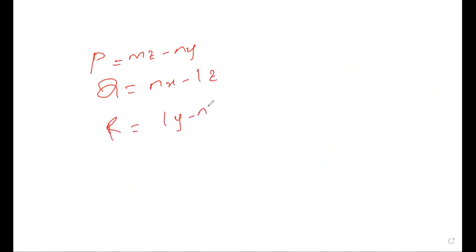Okay, I will do that one. For example, I have my capital P as mz minus ny. Q is nx minus lz. R is ly minus mz. So according to this you are going to decide. If you add something times this one, something times this one, something times this one, you have to make it 0. So see what the commons are.